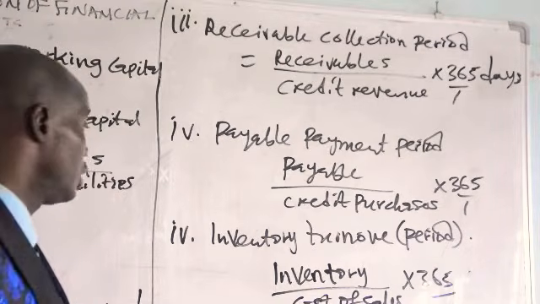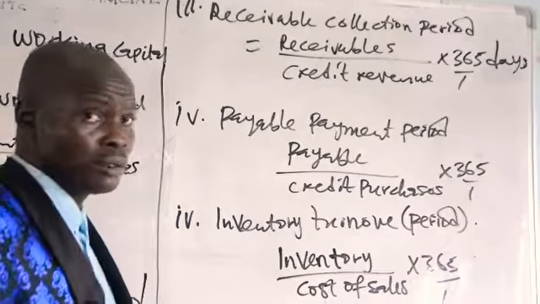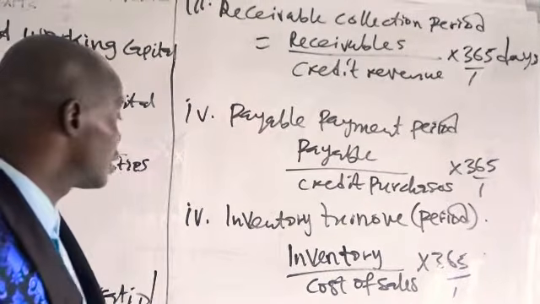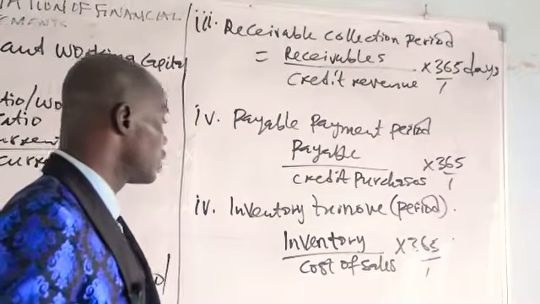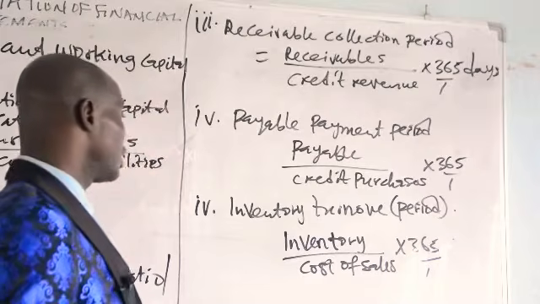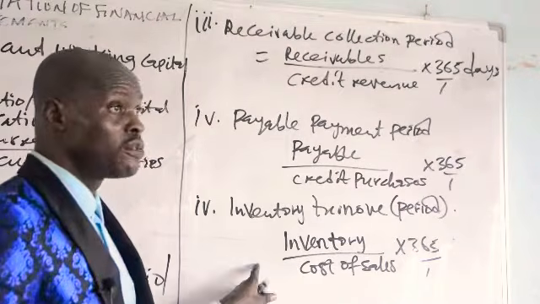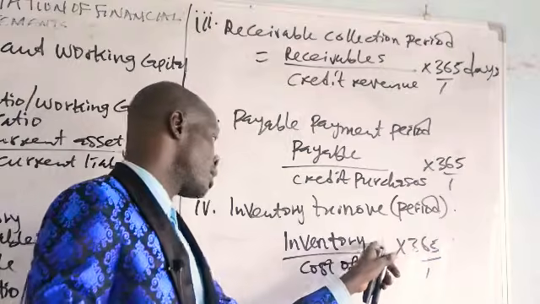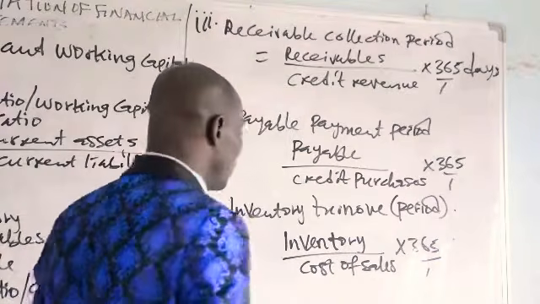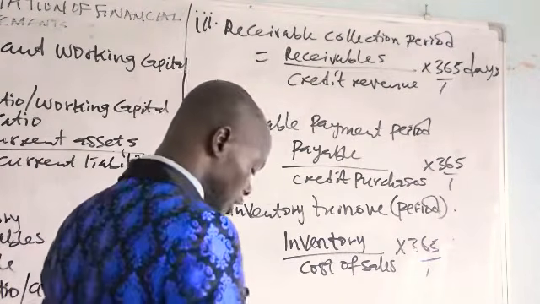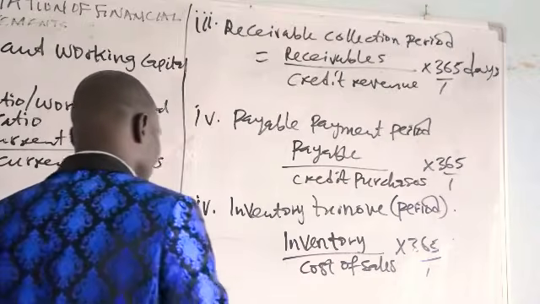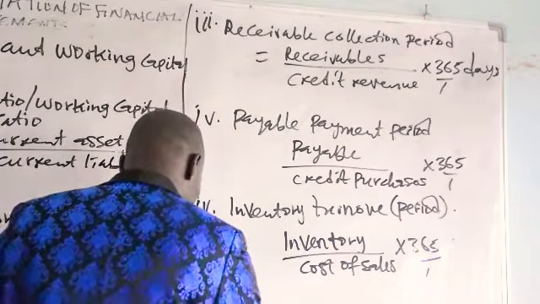If it is too high, that means your inventories are not easily realizable. If it is too high, that means you don't realize your inventory on time. That is to show that your inventory has slow-moving items. And if it is low, that means you easily realize your inventory. So that is the interpretation of inventory turnover.